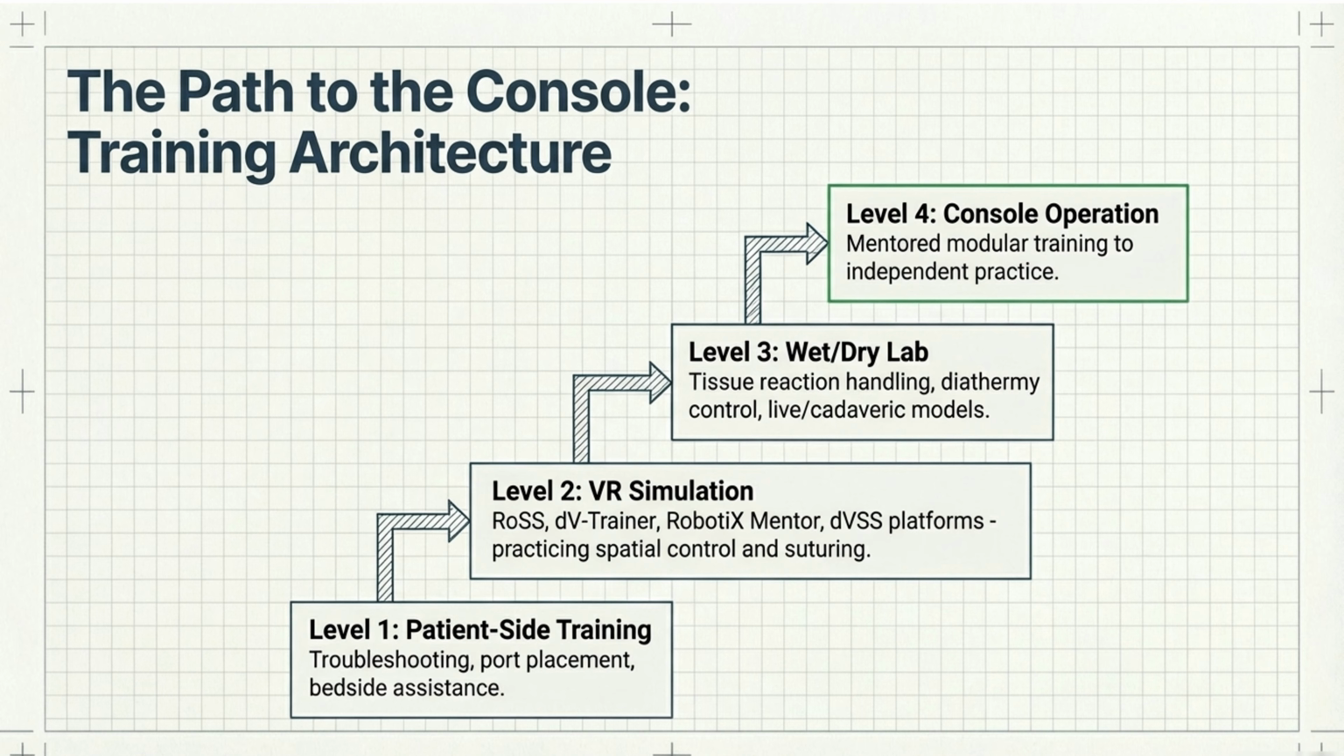Robotic surgery training follows a stepwise progression from basic to advanced skills. It begins with patient-side training and moves into virtual simulation. Next, trainees practice in wet or dry labs before performing real procedures. This structured approach ensures safe and effective skill development.